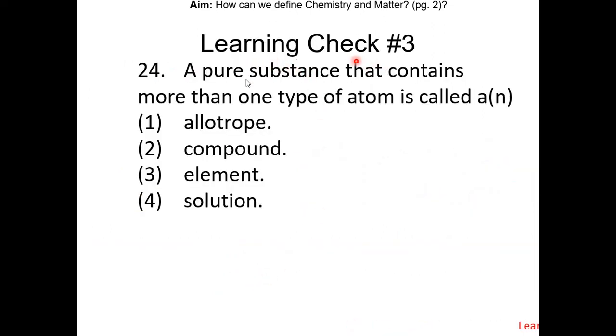Learning check number 3. A pure substance that contains more than one type of atom is called a what? Pause the video, resume when completed. In the question, more than one type of atom means different elements. Therefore, the best answer is choice 2, because a compound is a pure substance with different elements bonding.